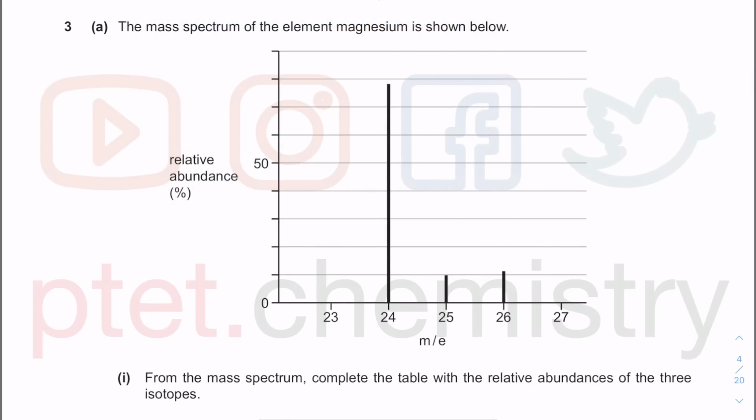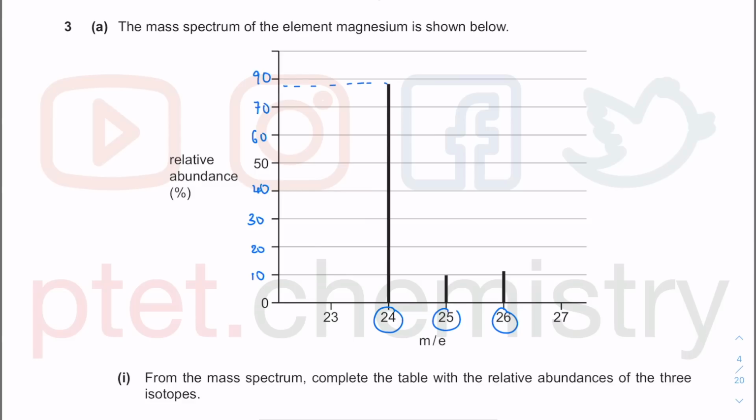In this third question, it started out with a mass spectrum. This is the mass spectrum of the element magnesium. We see 3 lines, 24, 25, 26, and each of them has its own relative abundance. This must be 10 because there was 50 there. So 10, 20, 30, 40, 50, and that thing is just below 90 there. I think it's 90, 60, 70.